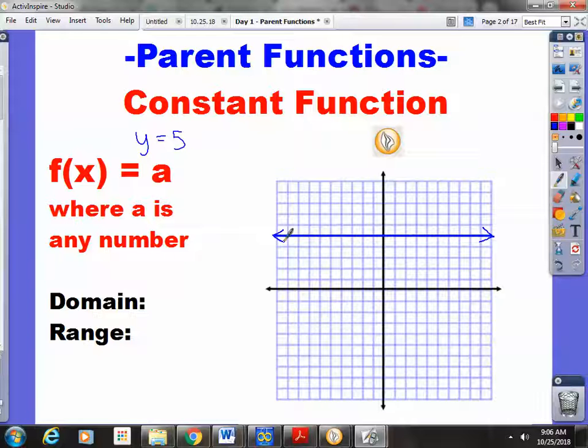5 could be any number, right? But if it's y equals a number, we know that that's going to be some horizontal graph. Now, what would the domain of any constant function be? All real numbers. Now our range, our y values, they're going to be whatever this y value is. Well, what was y? It was 5. And in our case, it's 5. But it's going to be whatever that a value is. A could be anything. It could be 5, it could be 7, it could be negative 99. It could be anything.